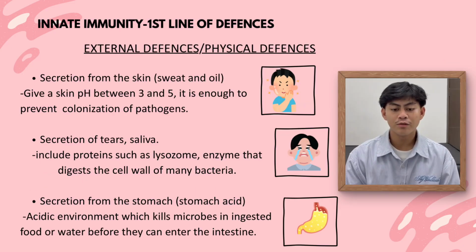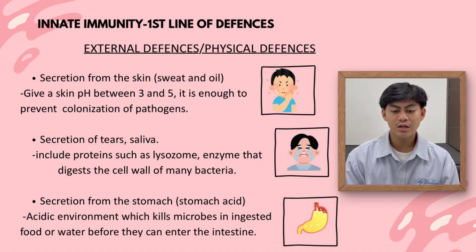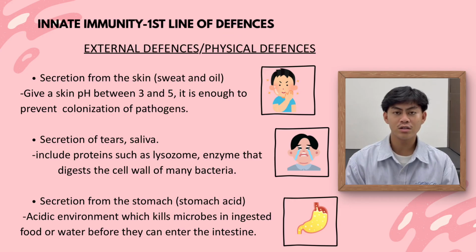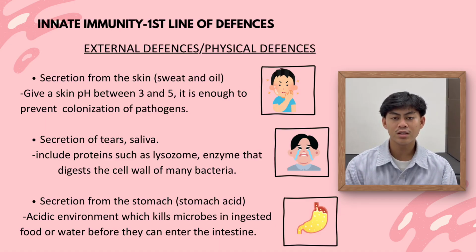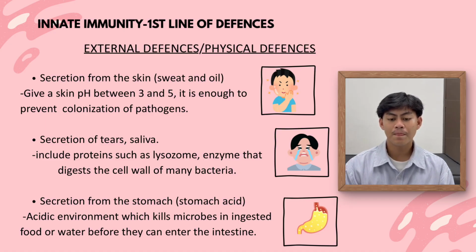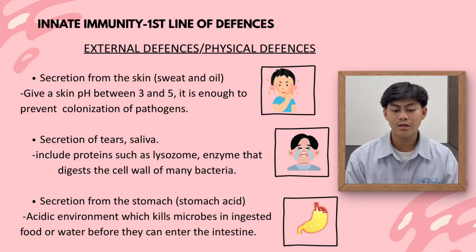There are three types of secretions for innate immunity. The first one is secretions from the skin, sweat and oil. It gives the skin a pH between 3 and 5, which is acidic enough to prevent colonization of many microbes. The second one is secretion from tears and saliva. It also includes proteins such as lysozyme and enzymes that digest the cell walls of many bacteria. The last one is secretion from the stomach, which is stomach acid. The acidic environment kills pathogens in ingested food or water before they can enter the intestines.